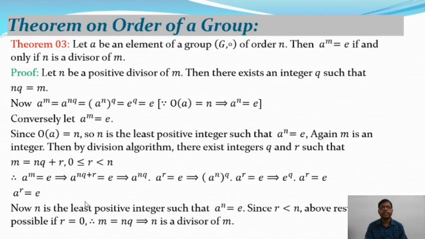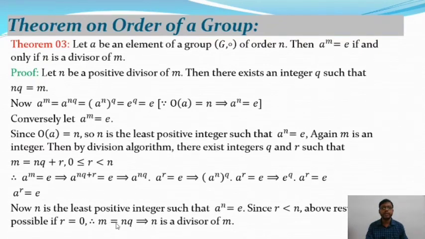Now n is the least positive integer such that a to the power n is equal to e. Since r is less than n, the above result is possible only when r is equal to 0. Otherwise it is not possible, because from the definition of order, n is the least positive integer with a to the power n equal to e. But in that case a to the power r is equal to e with r less than n, so it is not possible. It is possible only when r is equal to 0. Therefore the remainder is 0.